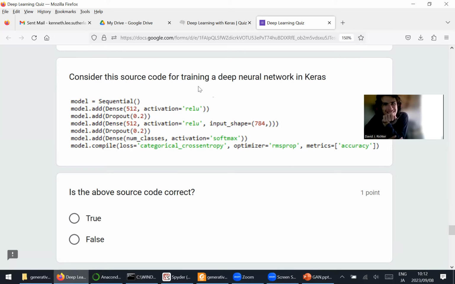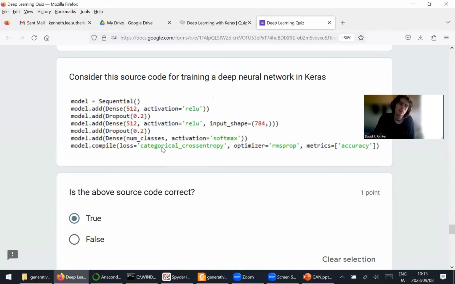Consider the source code for training a deep neural network in Keras. Yeah, I hate these kinds of questions. Is it correct? There might be some tiny little missing comma here. I don't know. It looks good to me. Is the above code correct? Without being able to copy and paste it and run it, nothing sticks out. One thing: the activation is softmax with number of classes. So this looks good.